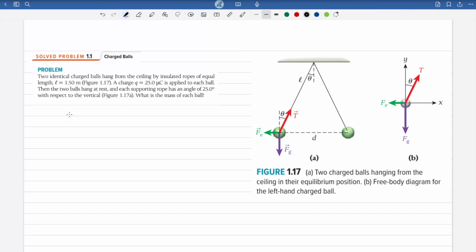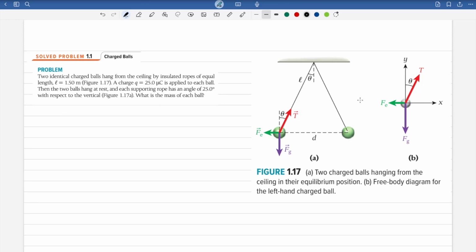Solve problem 1.1, charged balls. Two identical charged balls hang from the ceiling by insulated ropes of equal length L equals 1.50 meter. A charge Q equals 25 microcoulomb is applied to each ball. Then the two balls hang at rest, and each supporting rope has an angle of 25 degrees with respect to the vertical. What is the mass of each ball?